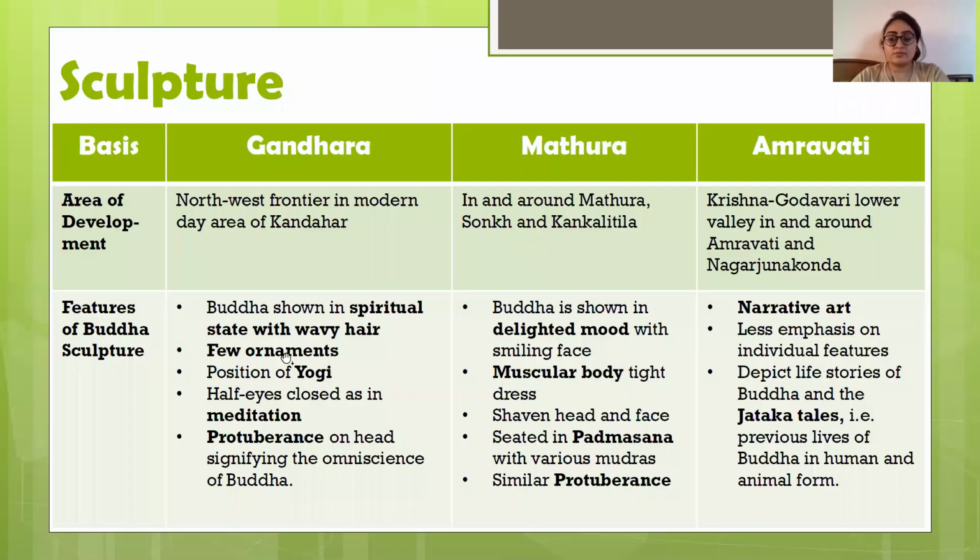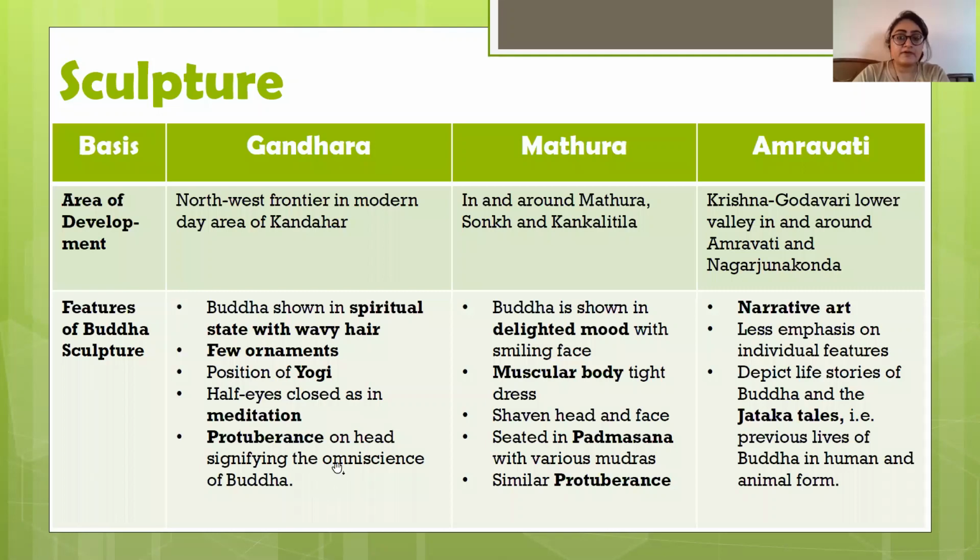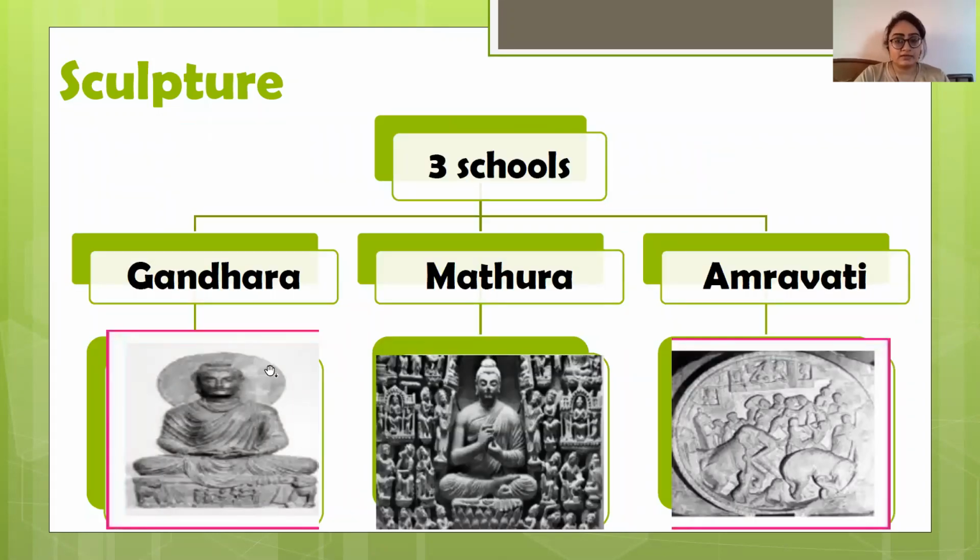So what is this protuberance? Here, if you can see, some circle is shown behind Buddha. This is called the protuberance, something which is lying outside. Now, what does this protuberance signify? It signifies the omniscience of Buddha, that is, Buddha knows everything. This protuberance shows that Buddha is omniscient.